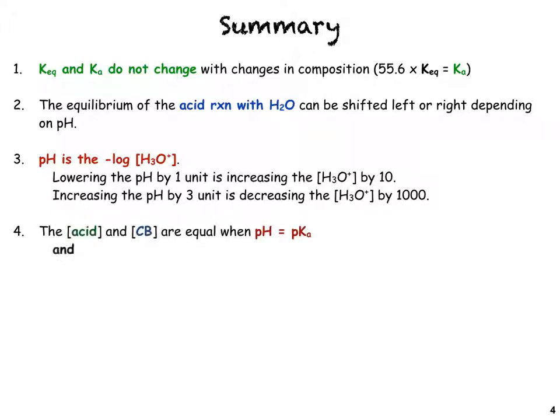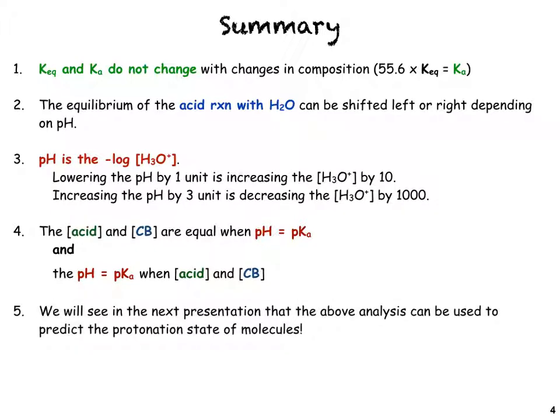So the acid concentration and the conjugate base concentration are equal when the pH is the same as the pKa. And when the pKa equals the pH, we know that at that pH, the acid concentration and the conjugate base concentration are equal. So these things work vice versa. In the next presentation, we'll see how we can use the above analysis in order to predict the protonation state of molecules.